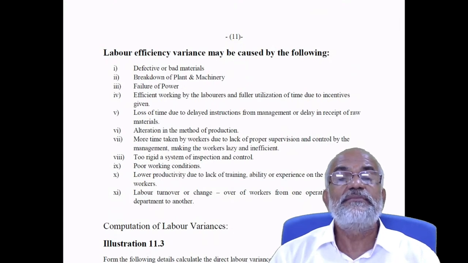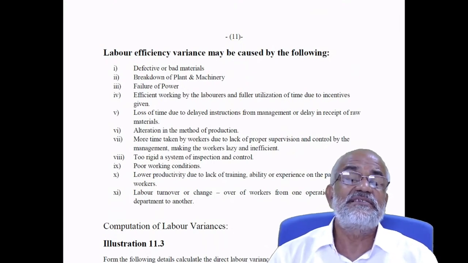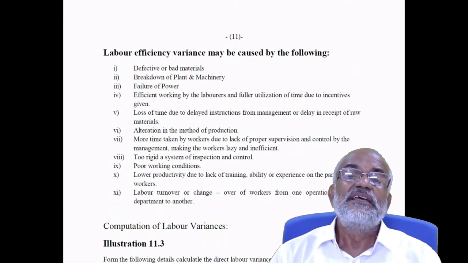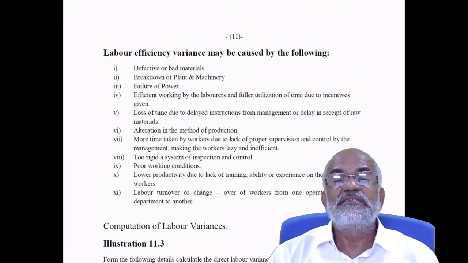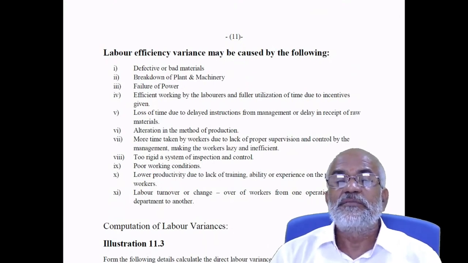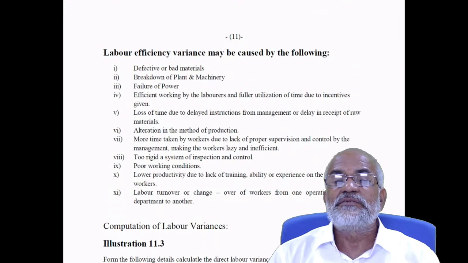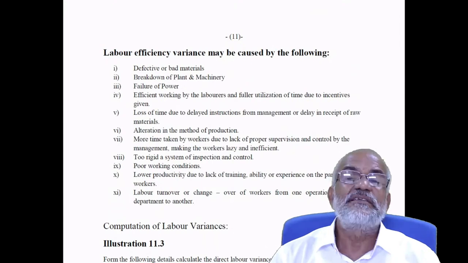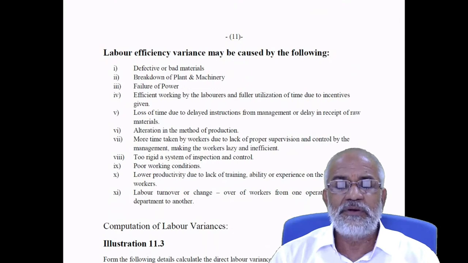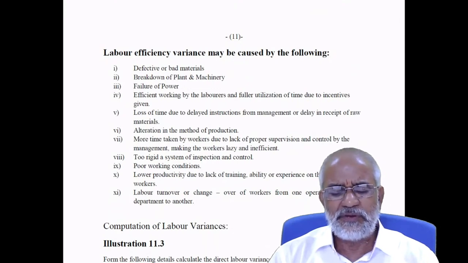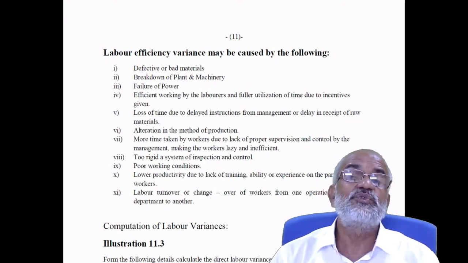The next one is more time taken by workers due to lack of proper supervision and control by the management, making the workers lazy and inefficient. So this is clear. When the supervision and the control of the management is not sharp, then there will be a lack of performance from the side of the laborers, and this would definitely result in labor efficiency variance.